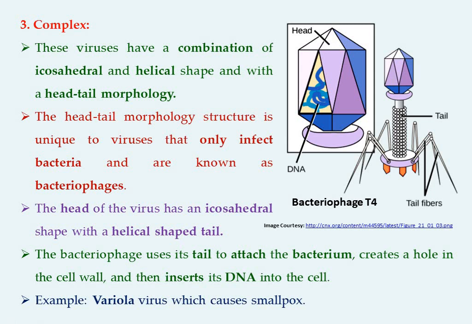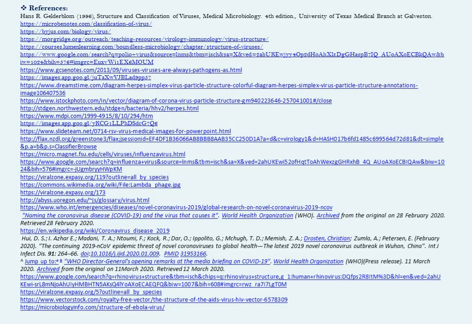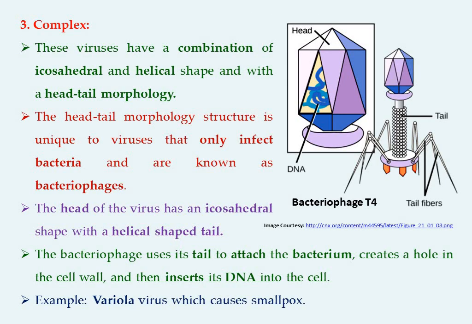So friends, in this way, in the present video, we have studied the three types of viruses based on their morphology. First one helical, second one icosahedral, and third one complex type of virus. In the next video, we will see classification of viruses based on their genetic material.